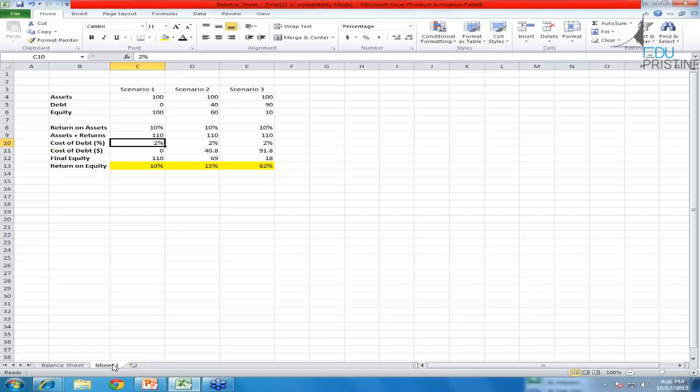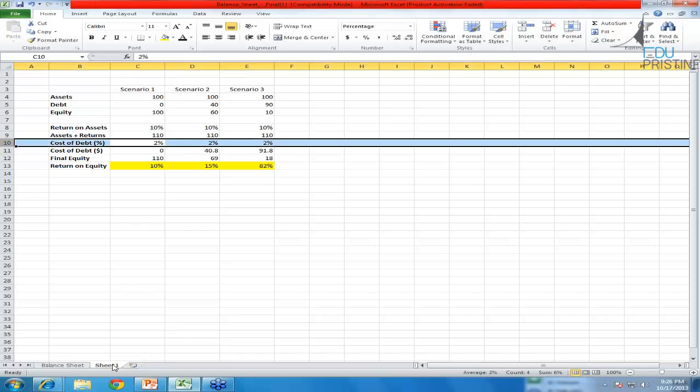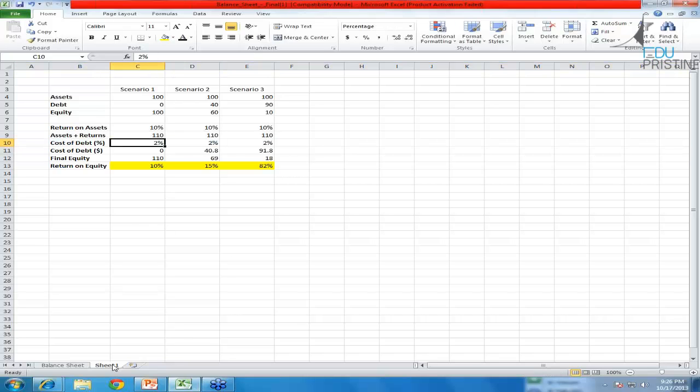Now, in this case, let's just say that the cost of debt is uniform. Whatever money I borrow from a bank, I have to pay 2% interest on. That's what I mean by cost of debt. In this scenario, the dollar cost of debt is 0 because I'm not borrowing anything. So the final equity that I have remaining after paying back debt, which is 0, I have to look at, okay, I generated $10 on my investment of $100, so my return on equity is 10%.